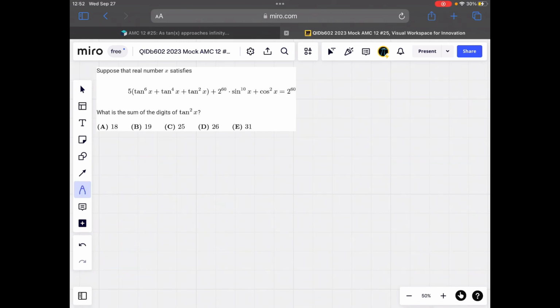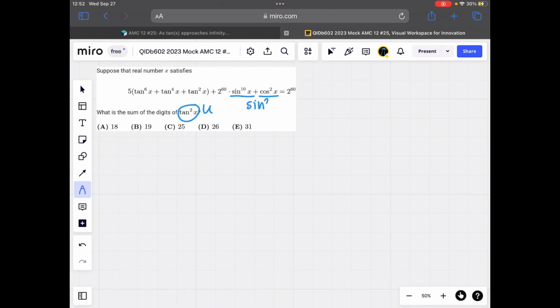We have this number tan squared x, and I'm going to call it u. And we would like to find u. Almost the entire equation is written in terms of u, except for two terms here, which are written in terms of sine squared x and cosine squared x. But we can find those pretty easily in terms of u.